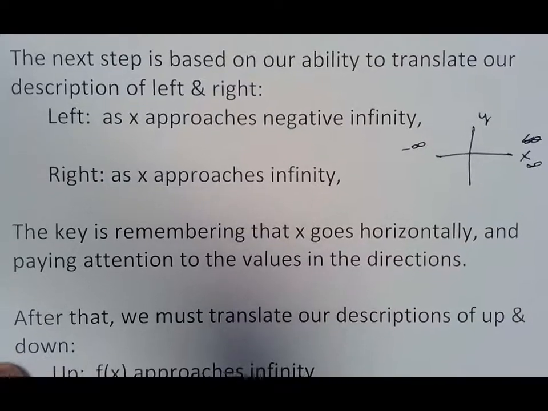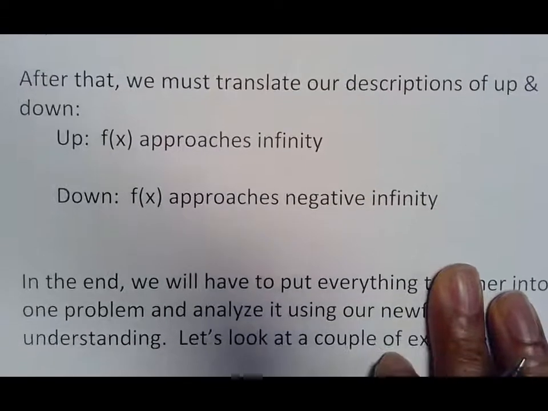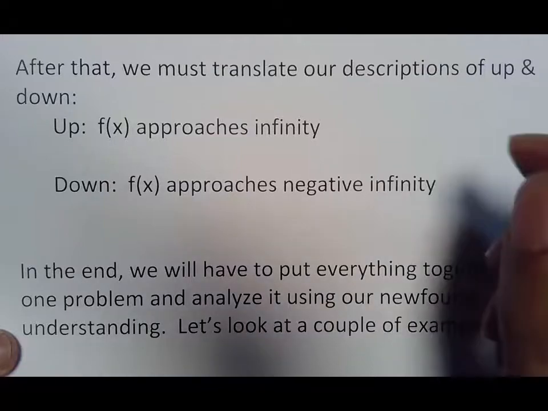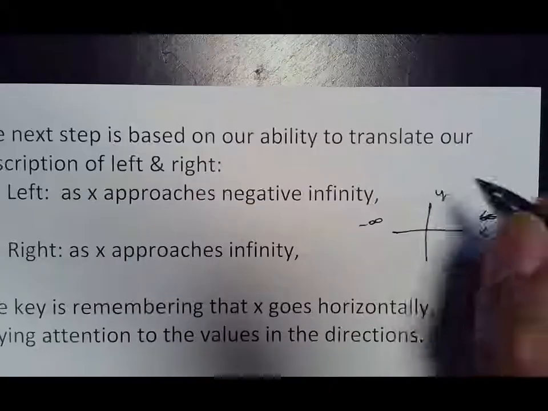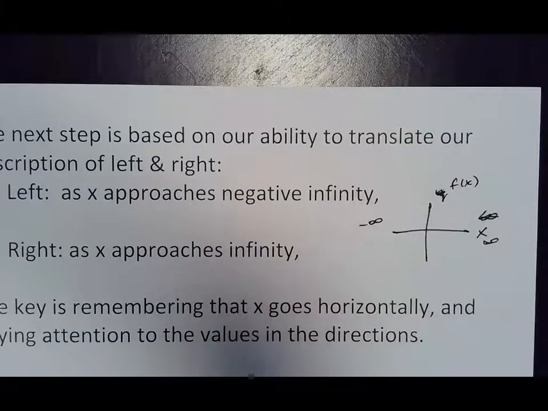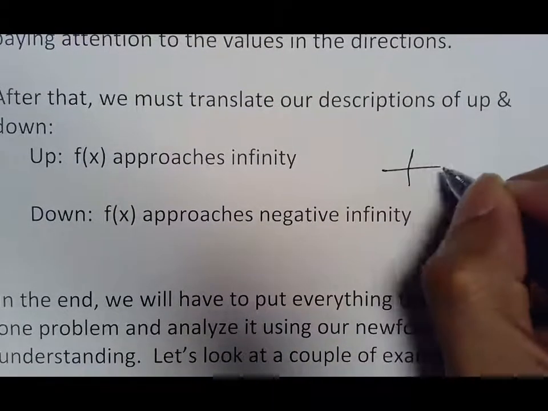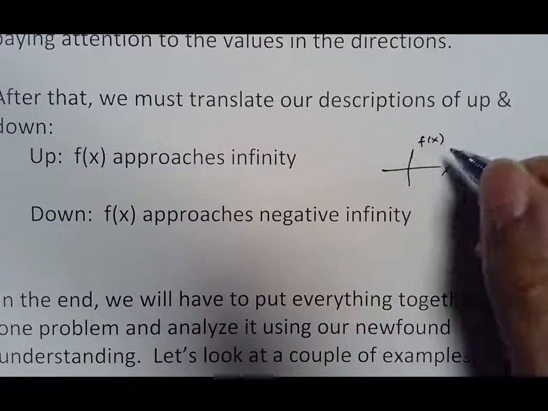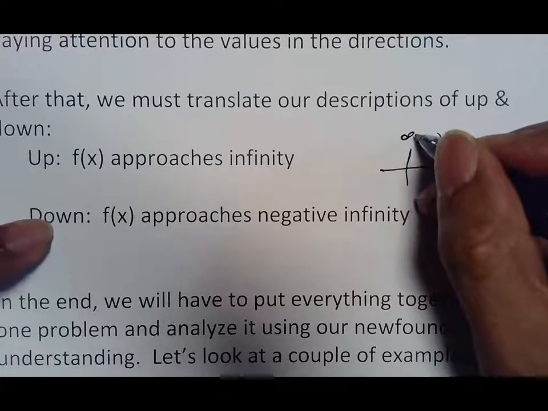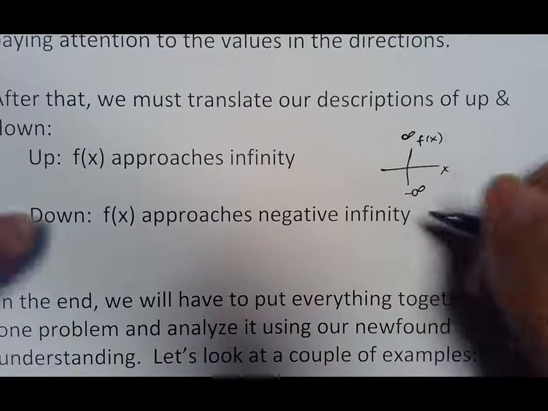Again, the key is remember that X goes horizontally and paying attention to the values and directions. After that, you must translate your definitions of up and down. Up is no longer Y, because we know that Y is the same as f of X, because remember, f of X equals means Y equals. But other than that, up is f of X approaches infinity, because that would be positive numbers. Down would be f of X approaches negative infinity, because again, that is going down.